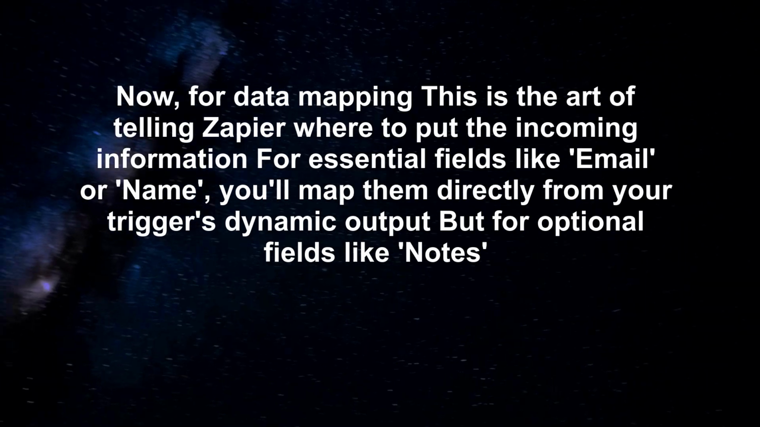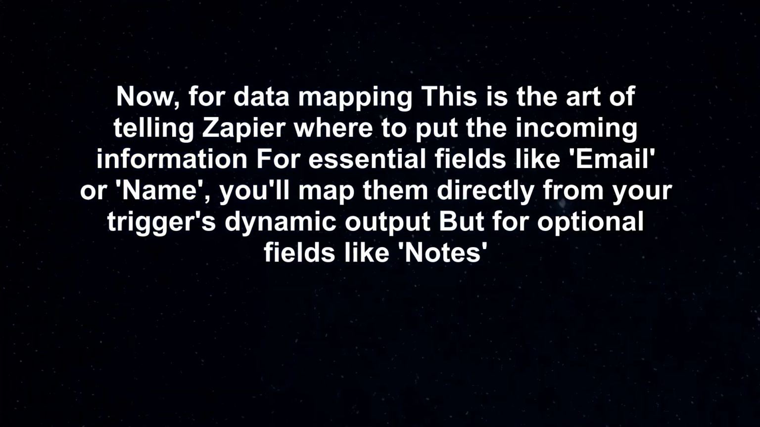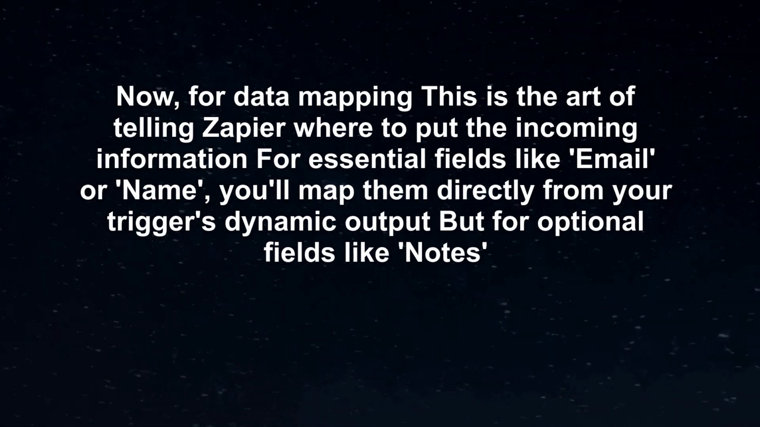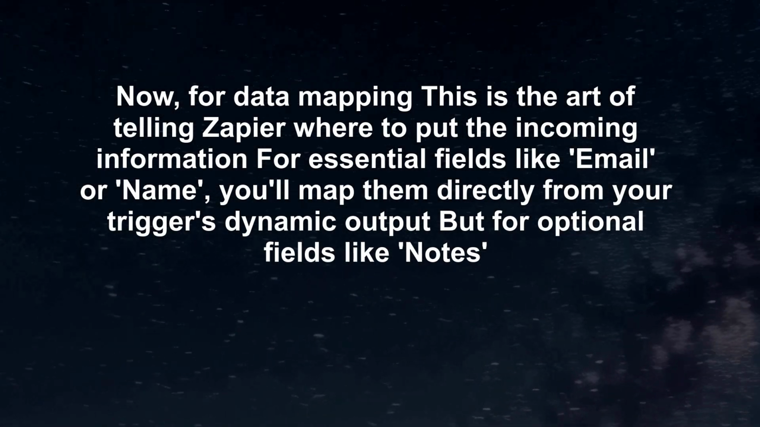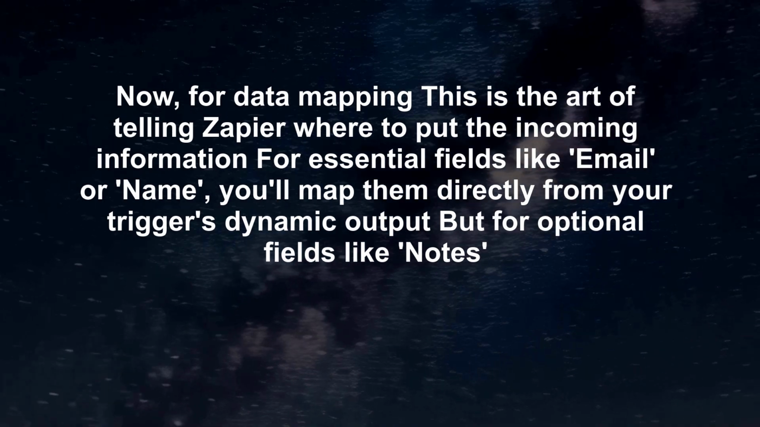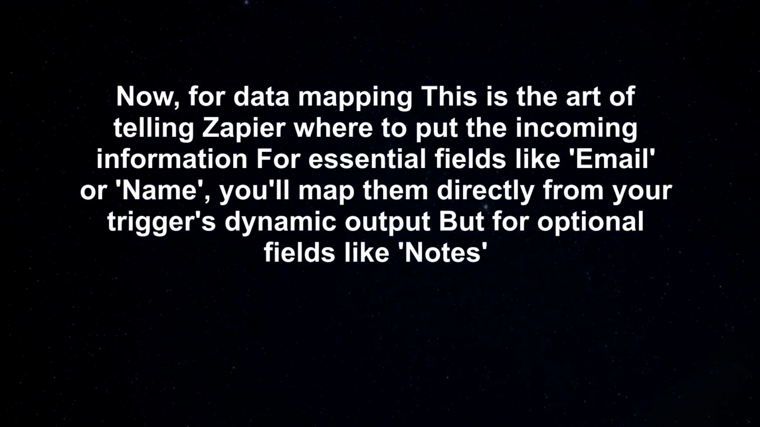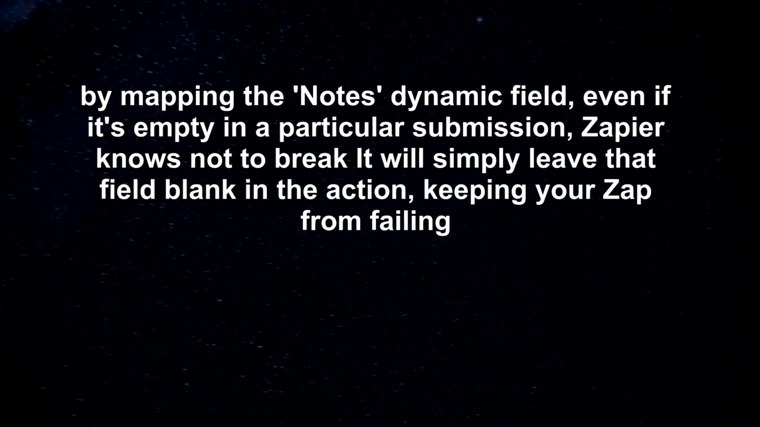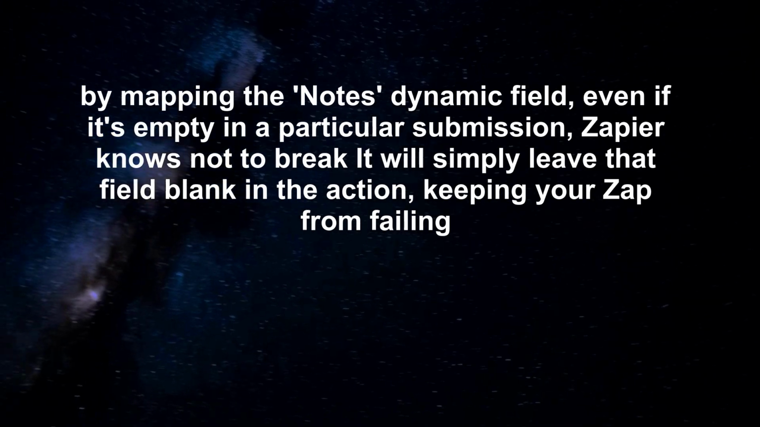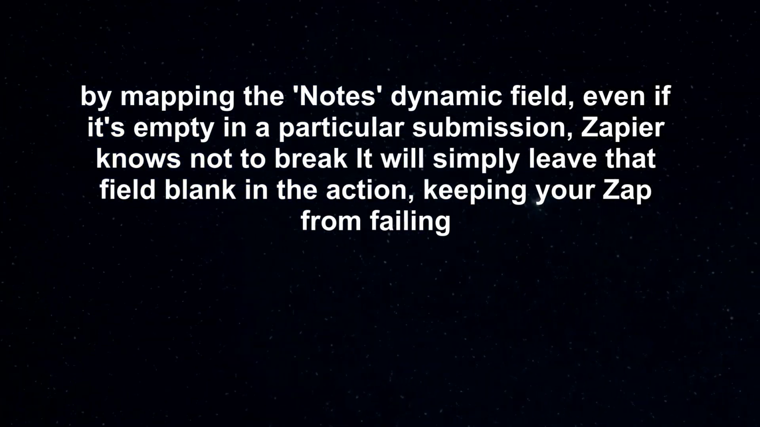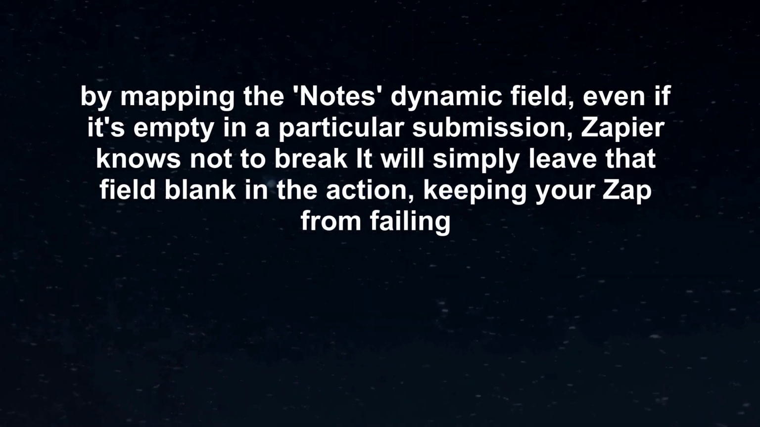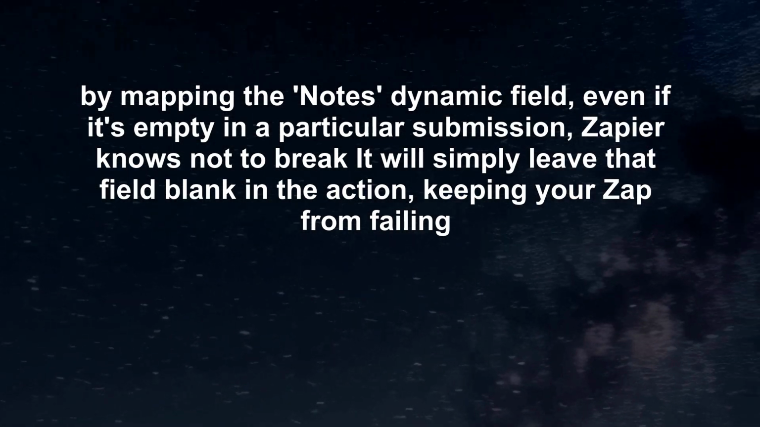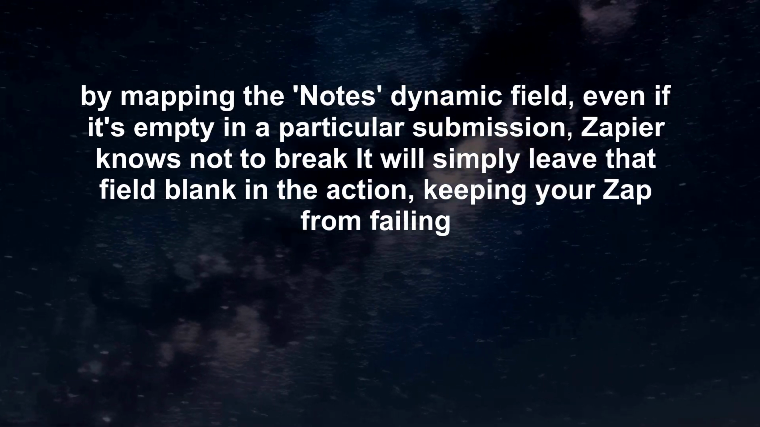Now, for data mapping, this is the art of telling Zapier where to put the incoming information. For essential fields like email or name, you'll map them directly from your trigger's dynamic output. But for optional fields like notes, by mapping the notes dynamic field, even if it's empty in a particular submission, Zapier knows not to break. It will simply leave that field blank in the action, keeping your Zap from failing.